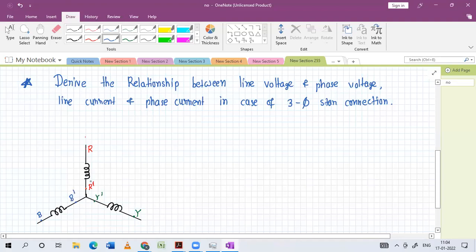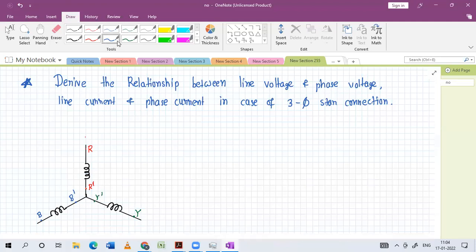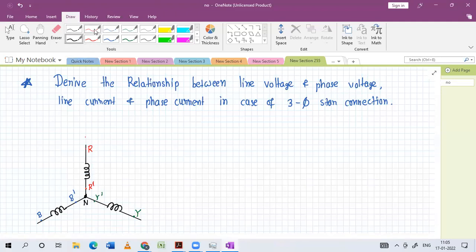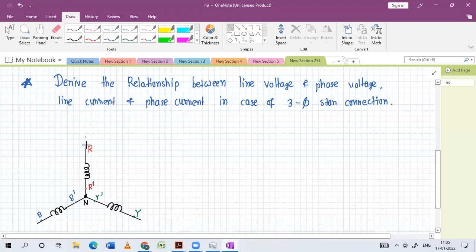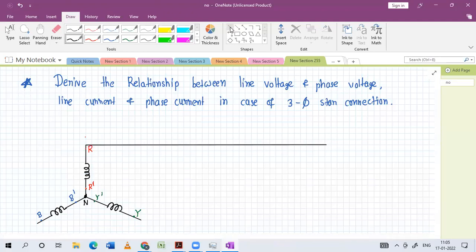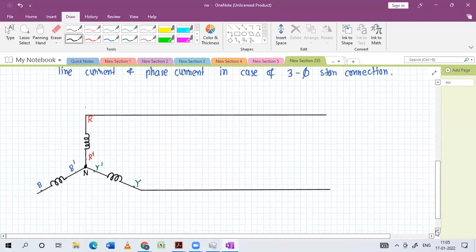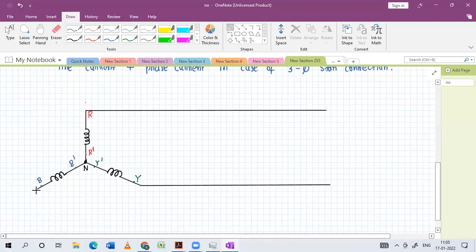So what we have done for the star connection is that all the ending terminals R dash, Y dash, and B dash are connected together. And that's why it makes one neutral point. So here we have connected the three phases. Now I will take one line from this R, another from the Y, and the third one from the B.